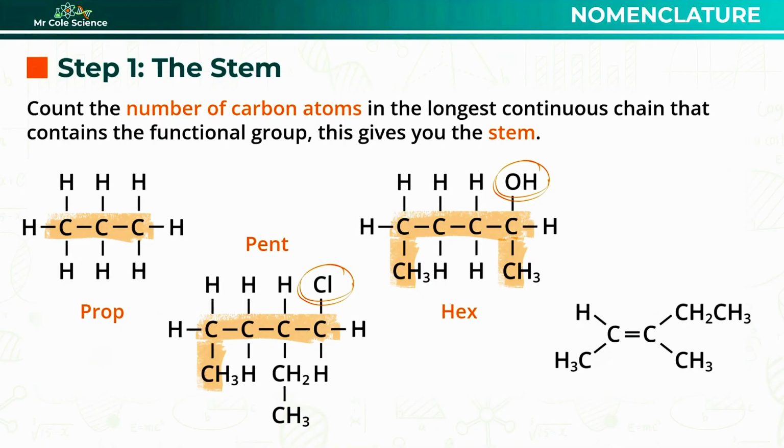For our final example, we've got an alkene double bond as the functional group. With alkenes, you're generally looking for the longest carbon chain on either side of the double bond and joining them together like so. In this example, my longest carbon chain containing the carbon-carbon double bond is 5 carbon atoms long. So again, we have the stem pent.